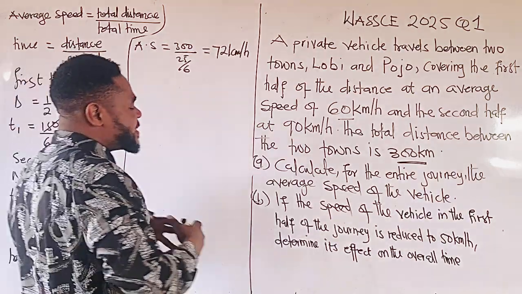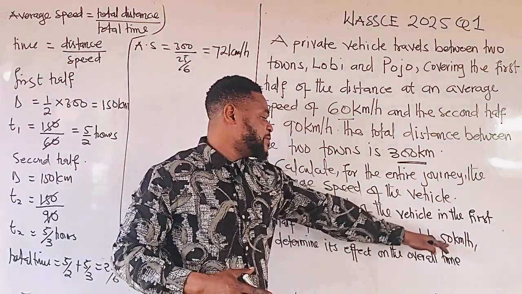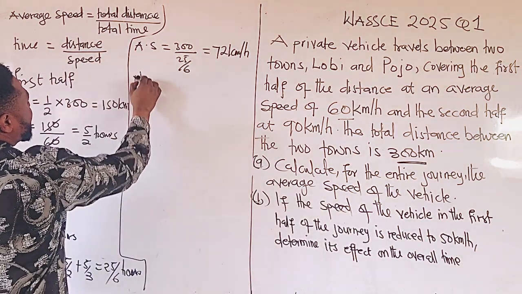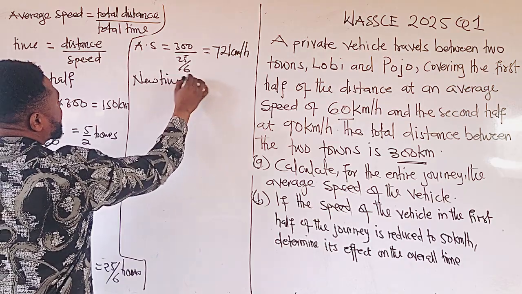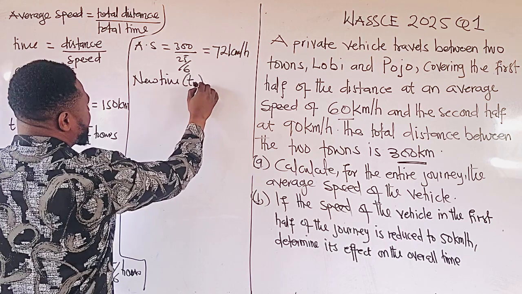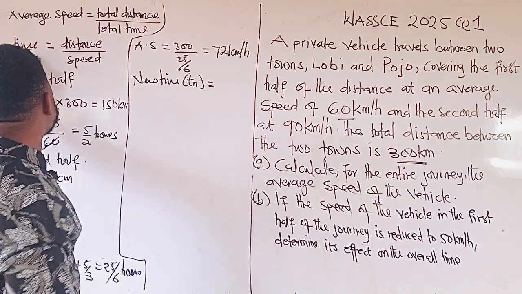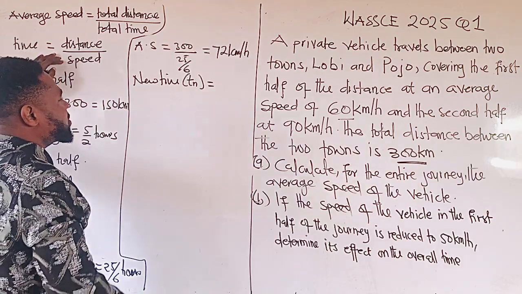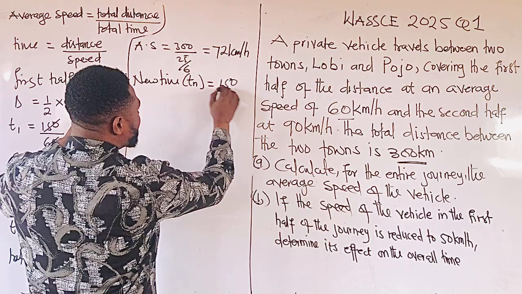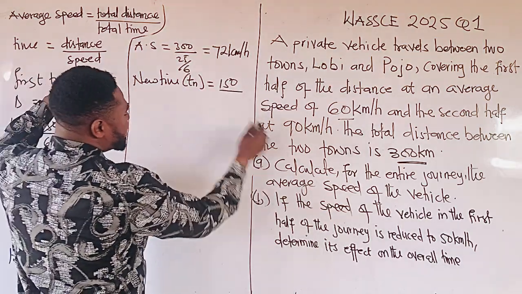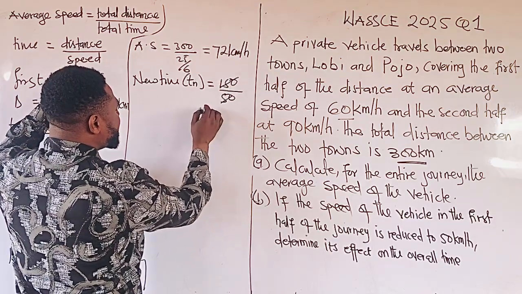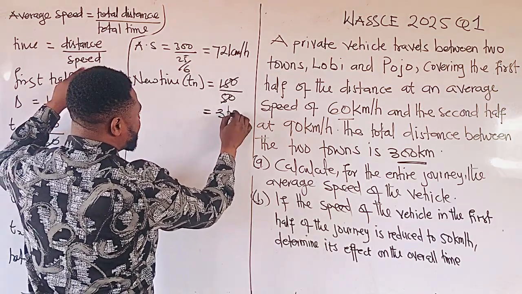So we are going to find the time for the first half at a speed of 50 kilometers per hour. Our new time, let me name it T N, is going to be, when time is equal to distance over speed, the distance for the first half is still 150 and the speed is given as 50. So 150 divided by 50 is going to give us 3 hours.